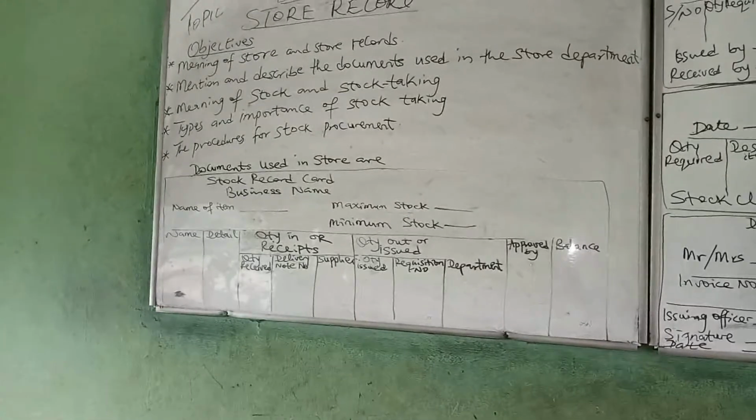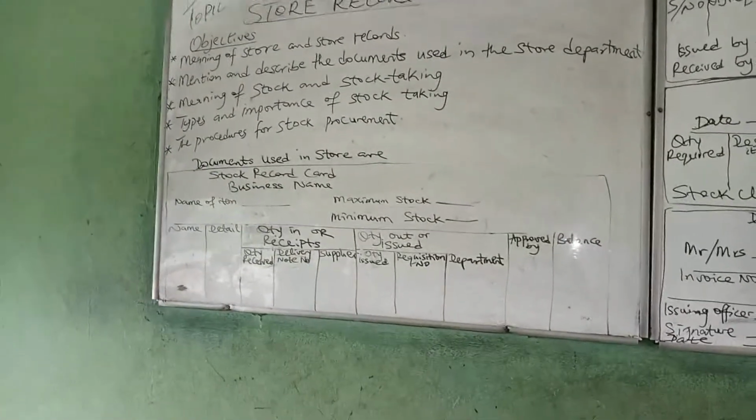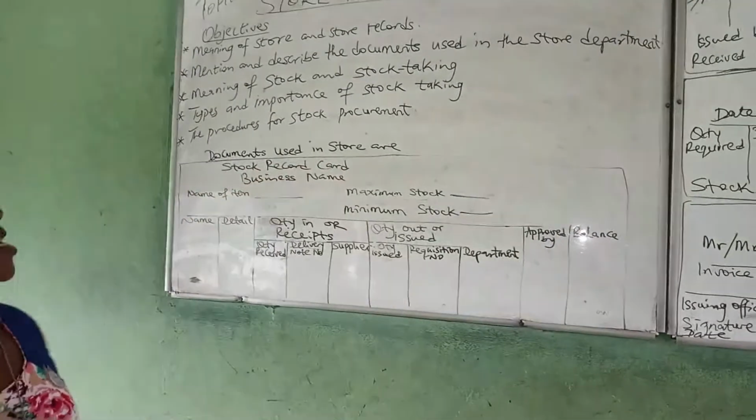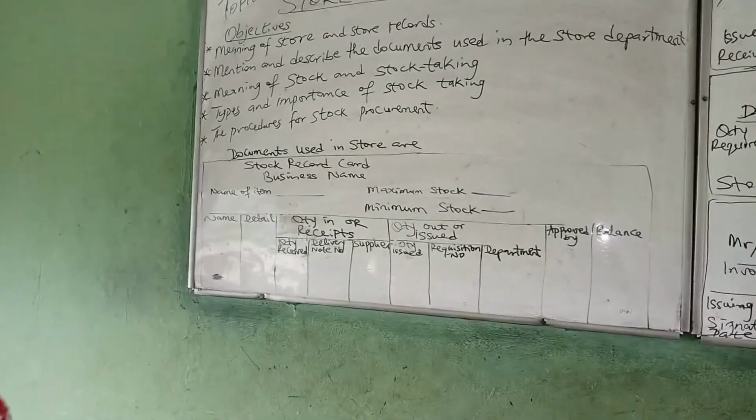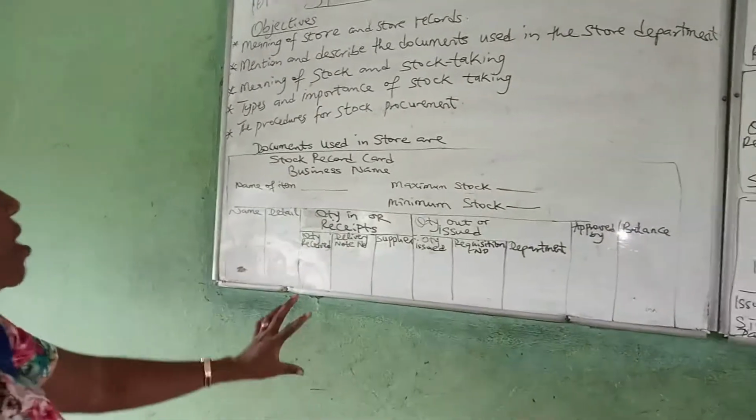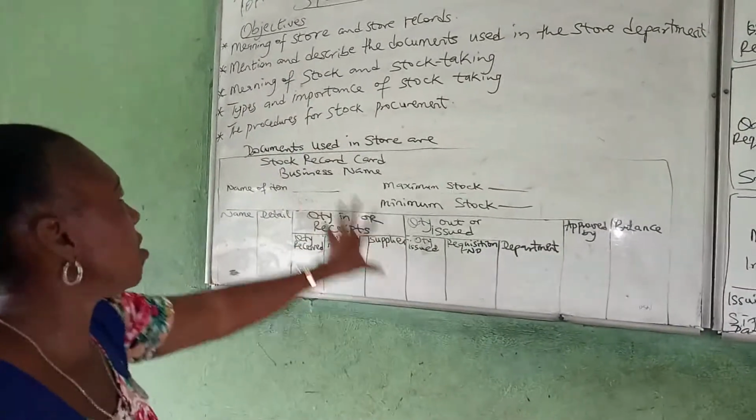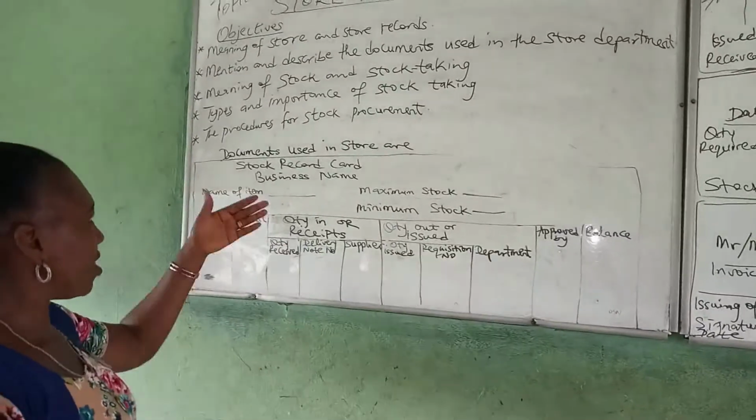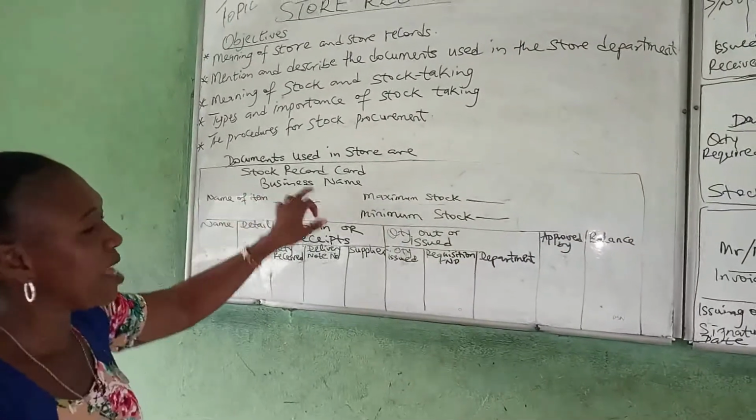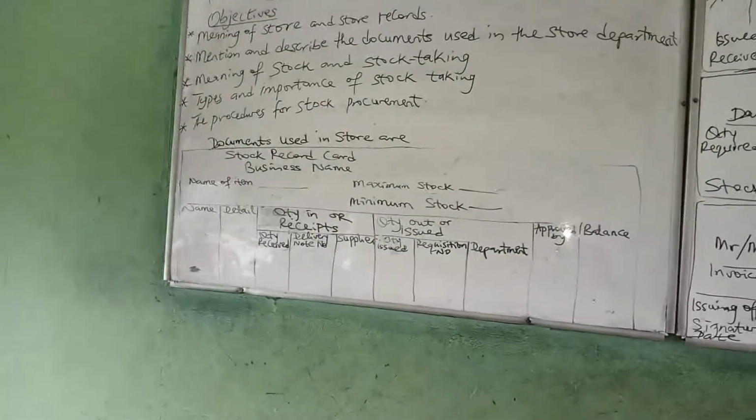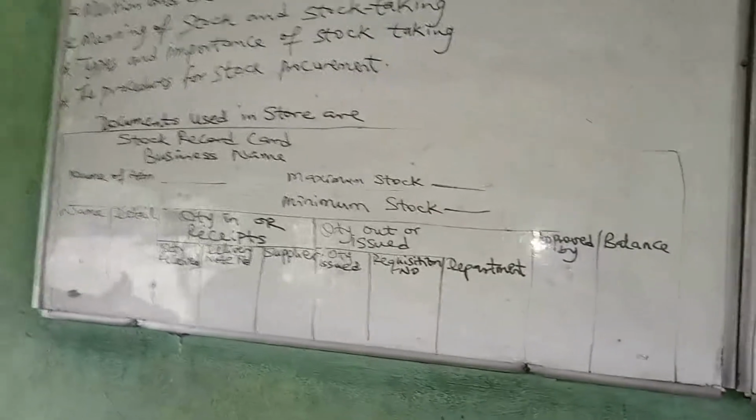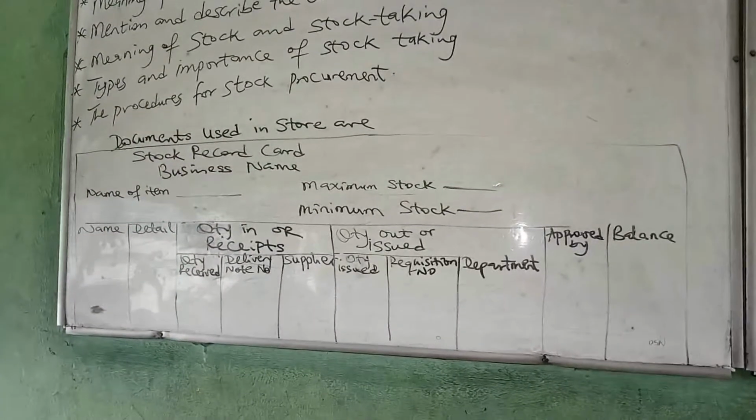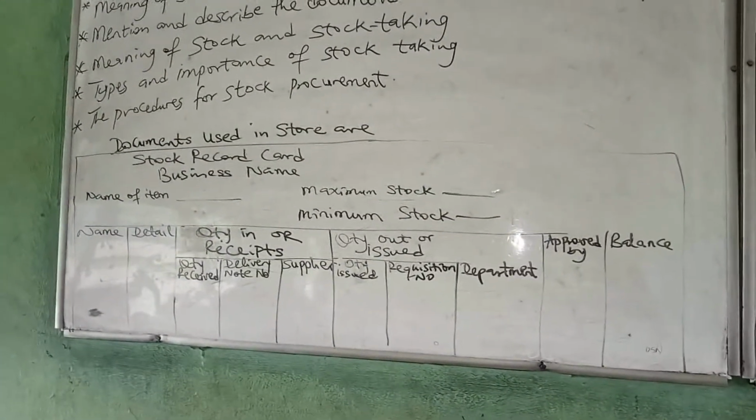That is type of store record. One, we have stock record card. In this stock record card, please examine this. This is how the document looks like. It must contain the business name. Business name is the name which the business is known with. It must be printed in the stock record card.